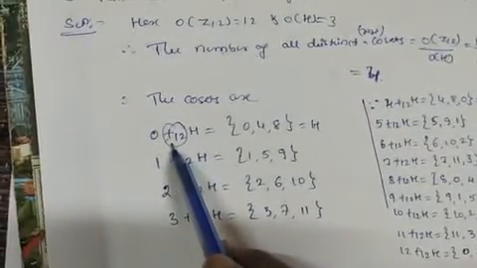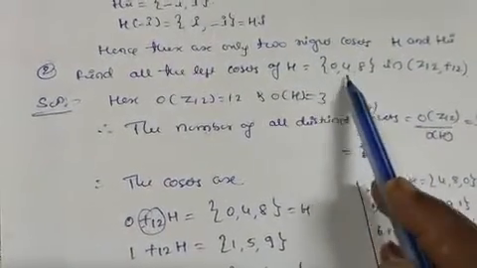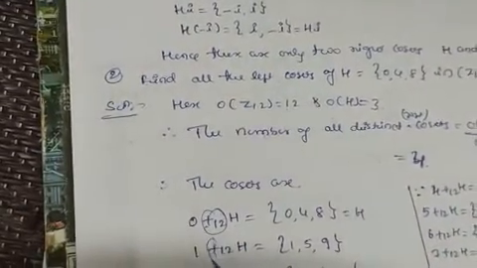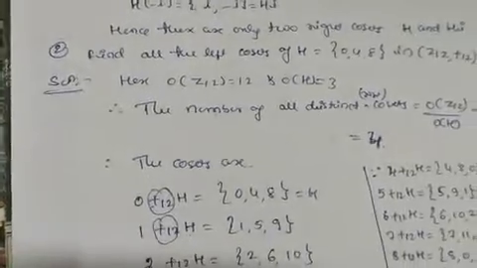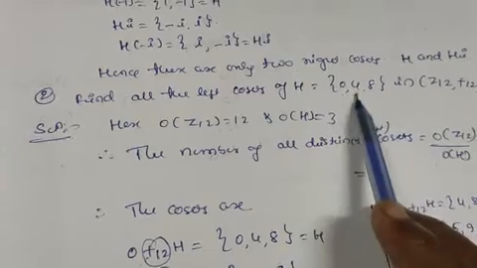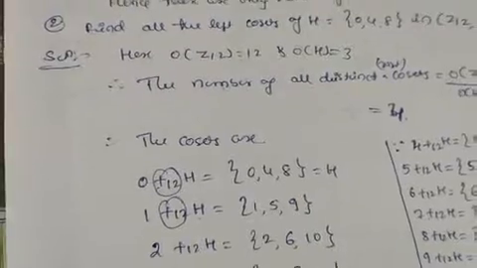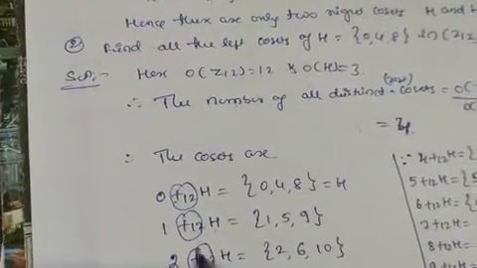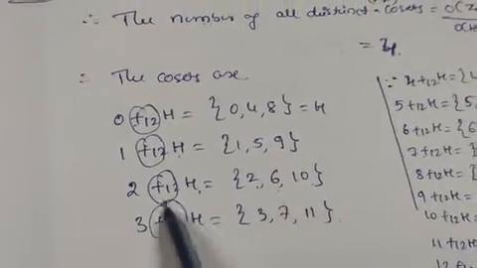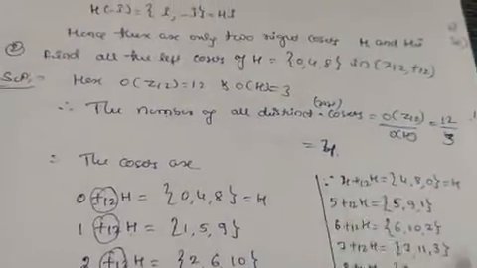0 plus H under addition mod 12 is equal to, add 0 to the elements of H, 0, 4, 8, same thing. It is H only. So 1 plus H under addition mod 12 is equal to, add 1 to H. So 4 plus 1 is 5 and 8 plus 1 is 9. So 1, 5, 9. Similarly, 2 plus H is equal to 2, 6, 10. And 3 plus H is equal to 3, 7, 11. And the remaining elements you can verify here.